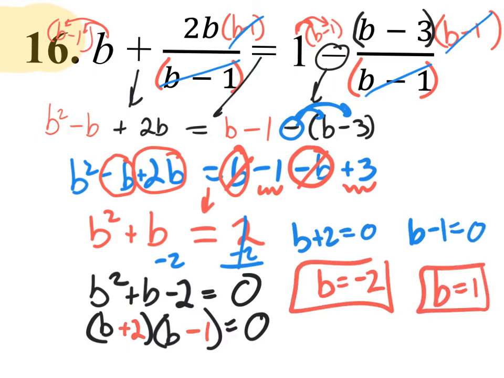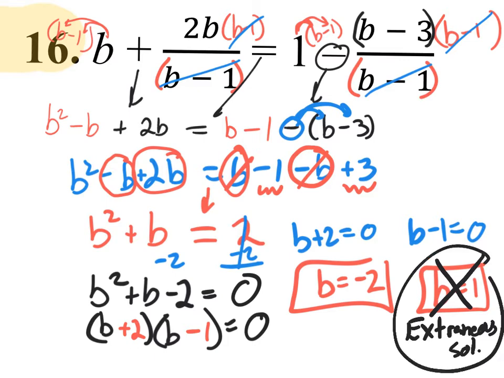Now you have your two answers, but don't assume that both of them work. Remember, we're dealing with equations that have fractions in them, which means that you do not want a 0 in the denominator. The negative 2 is okay because negative 2 minus 1 is not 0, but when you plug in this 1, 1 minus 1 will give you 0 in the denominator, and anything that's divided by 0 is undefined. So we know that the b equals 1 doesn't work. That's what we call an extraneous solution. That just means extra answer.